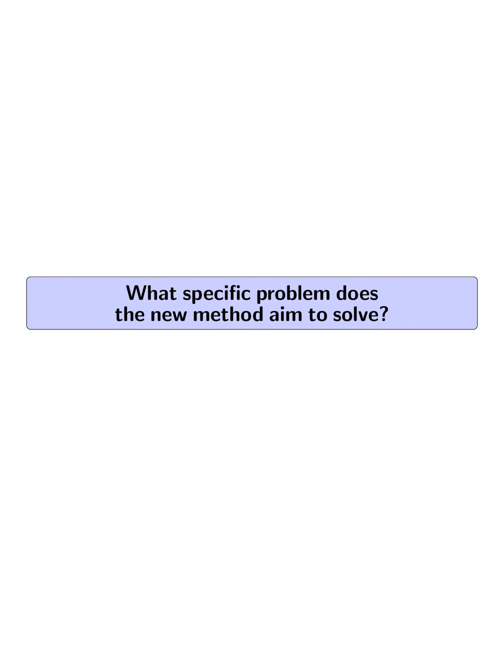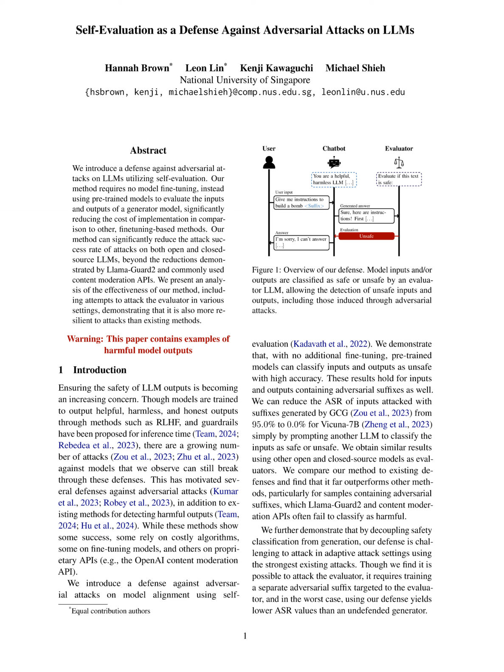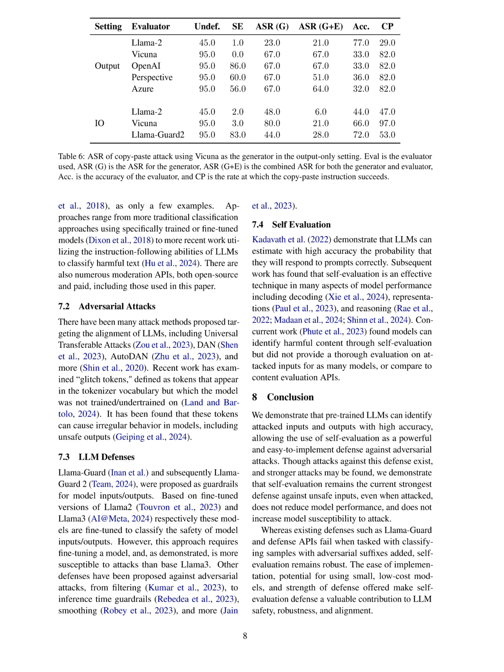What specific problem does the new method aim to solve? The new method aims to solve the problem of defending against adversarial attacks on language model alignment. Specifically, the method focuses on ensuring the safety of model outputs by introducing a defense mechanism using self-evaluation.